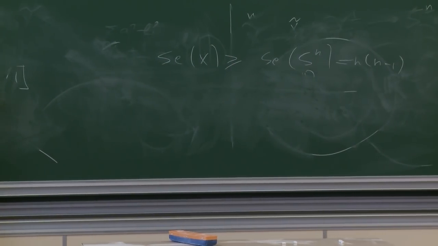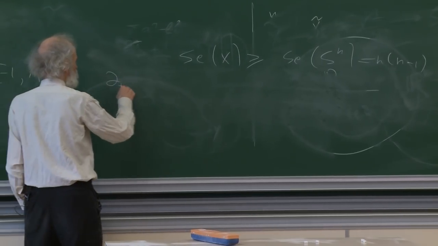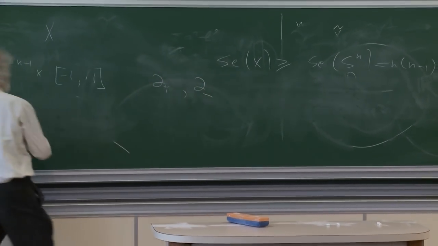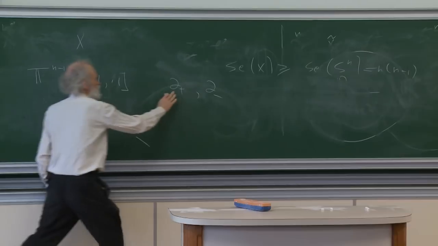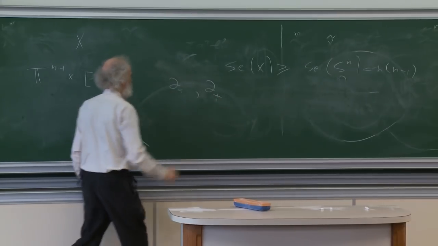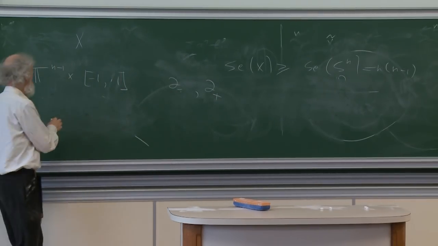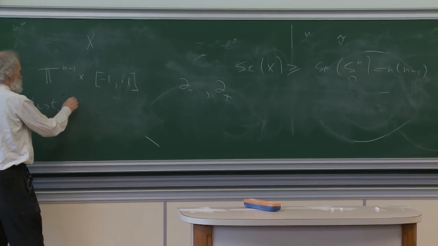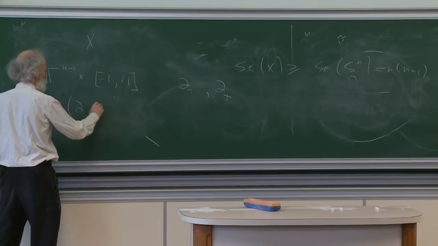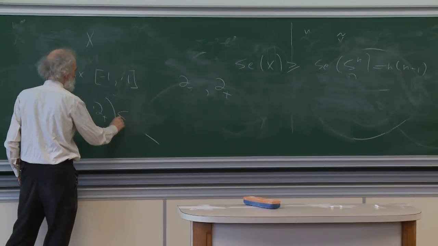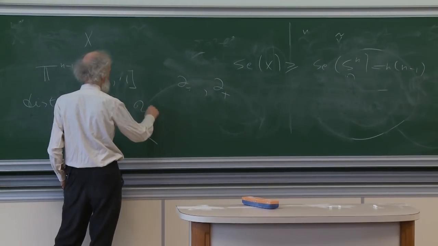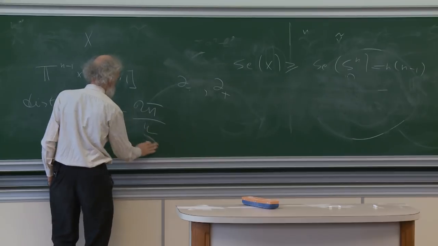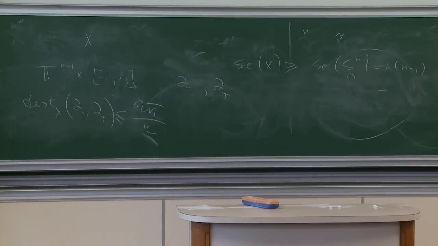Here the boundary consists of two parts, which I call D minus and D plus. The distance between the two ends in this geometry X is less or equal, I hope I remember it correctly, to pi divided by n. And this is a sharp inequality.